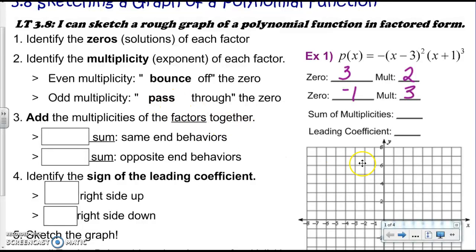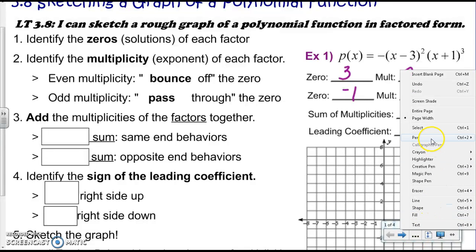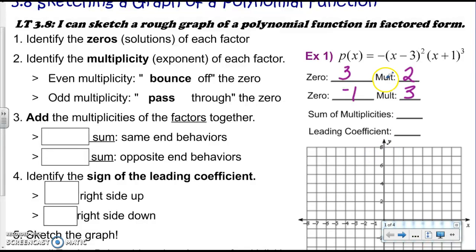The reason we do this is it tells us if our graph is going to bounce off of the x-axis at that point or if it's going to pass through. So if this is even, 2 is even, and I'm looking at the multiplicity, not the number, that means this one will bounce. And then 3 is odd, so that means it will pass through.